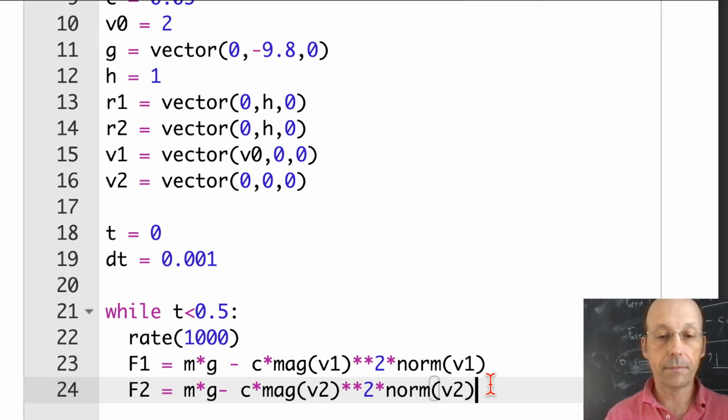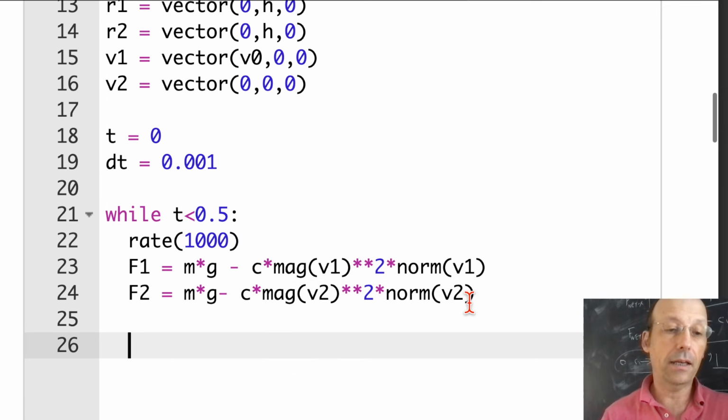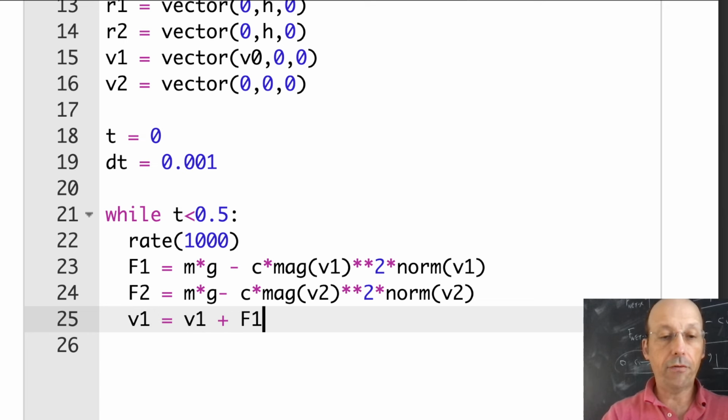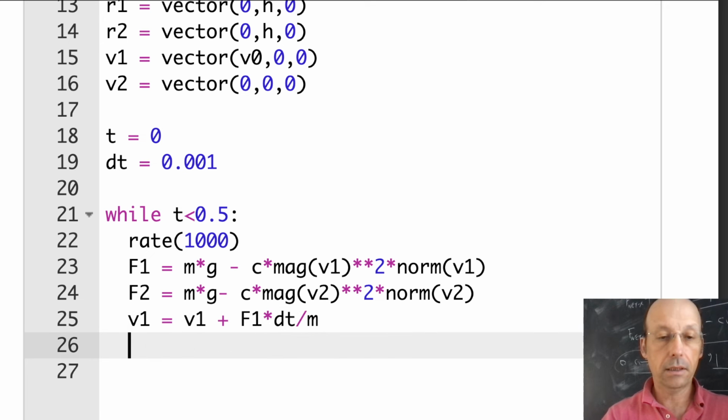Okay. Now I can calculate, let's just update the velocity. So V1 equals V1 plus F1 times dt over m. They have the same mass. V2 equals V2 plus F2 times dt over m.